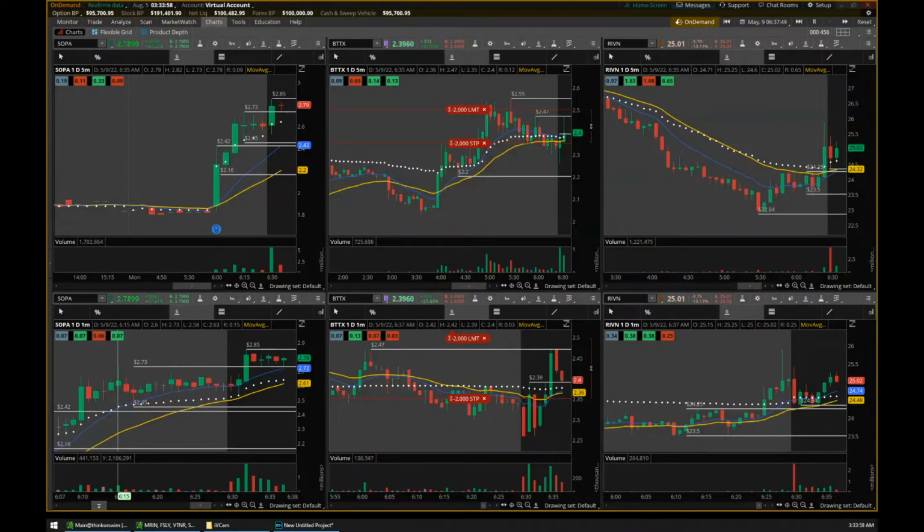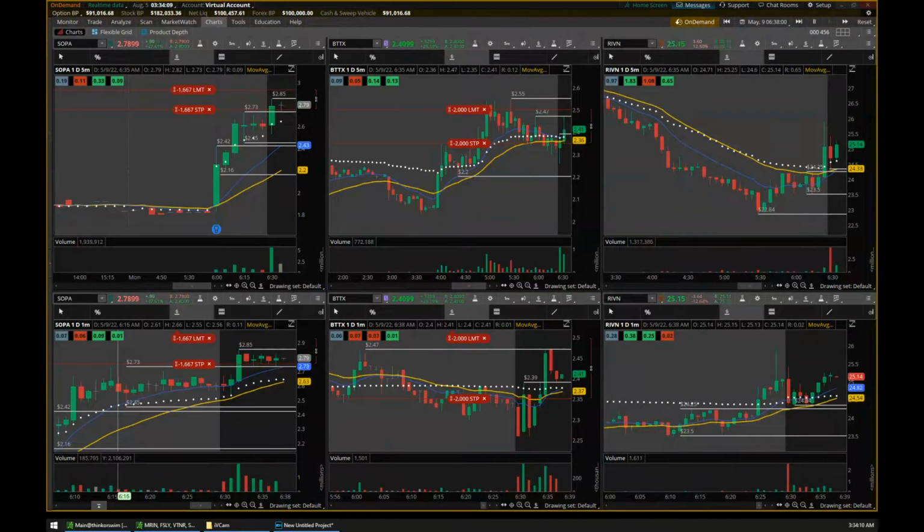I'm liking what I'm seeing over here on SOPA. Let's see if we can break through that high right there. I'm just gonna take a chance on that. I'll just let BTTX work and see if it can make a move to the highs, through the highs. I might take a stop on this one, it looks like. Yeah, got stopped out on that. That's fine.